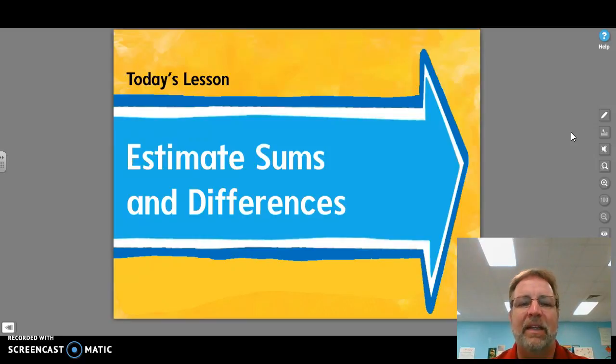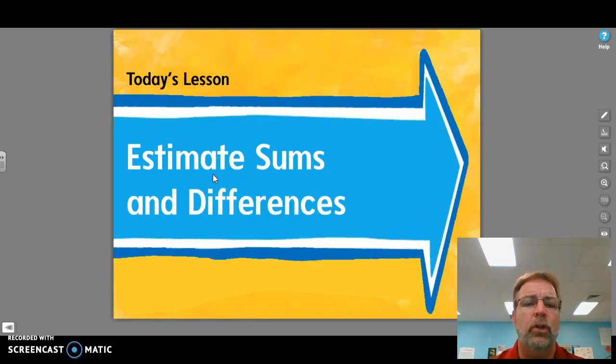I guess this is the next best thing. We're going to continue on. Yesterday we learned three new words, vocabulary words: estimate, sum, and difference. So let's review those quickly before we head on into our lesson.